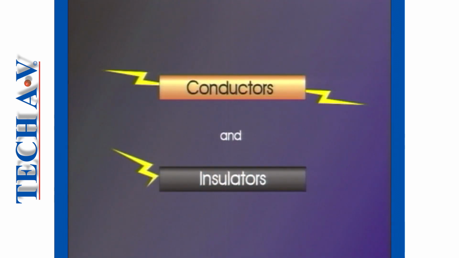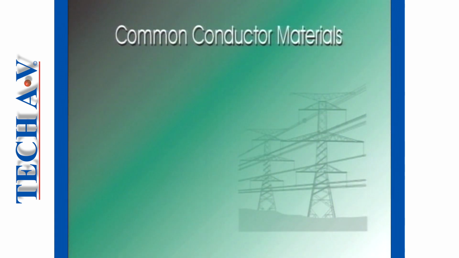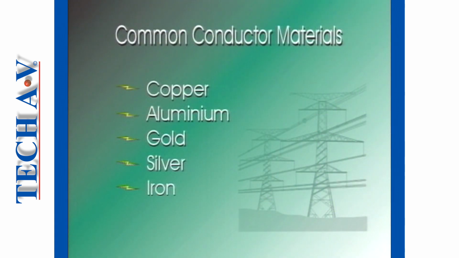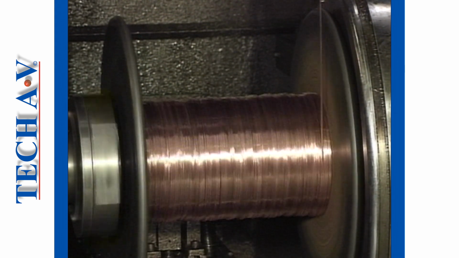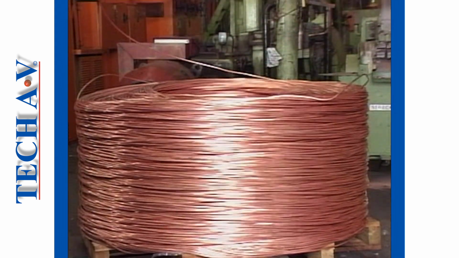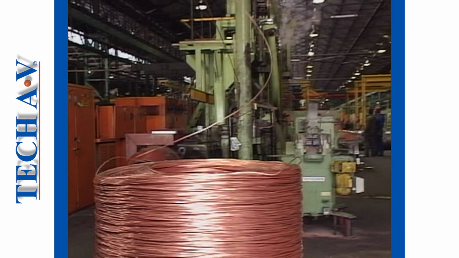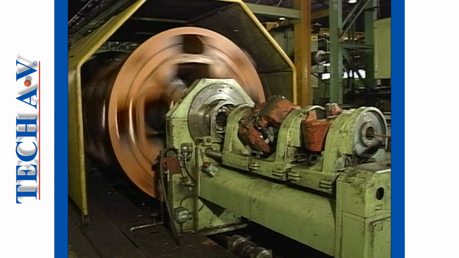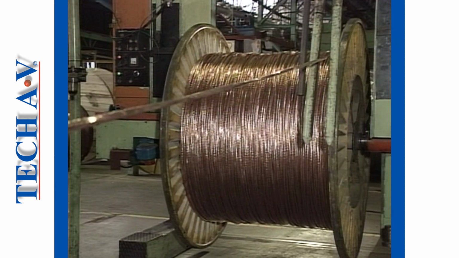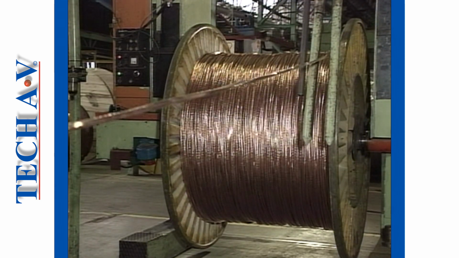Let us explain conductors and insulators. In electrical terms, a conductor is any substance that will permit the flow of electric current. Copper, for example, is an excellent electrical conductor. Copper is the metal used most commonly to make the cores within electrical cables. Thin strands of copper wire are twisted together to create a flexible cable.